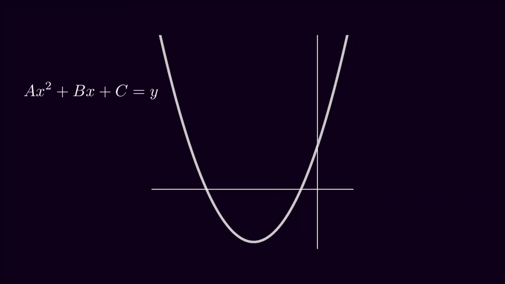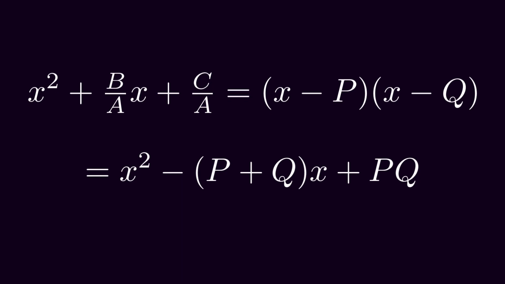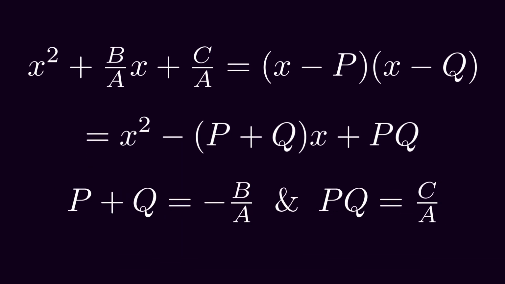Let's assume that we're looking at a parabola that has 2 real roots. In other words, that we're looking at a parabola that crosses the x-axis 2 different times in 2 different places. And now let's call those 2 roots P and Q. So if a parabola has these 2 roots P and Q, then we can write the equation in factored form like this. And now if we go ahead and multiply this out and take a look at what we end up getting, we see that we have this P plus Q term.